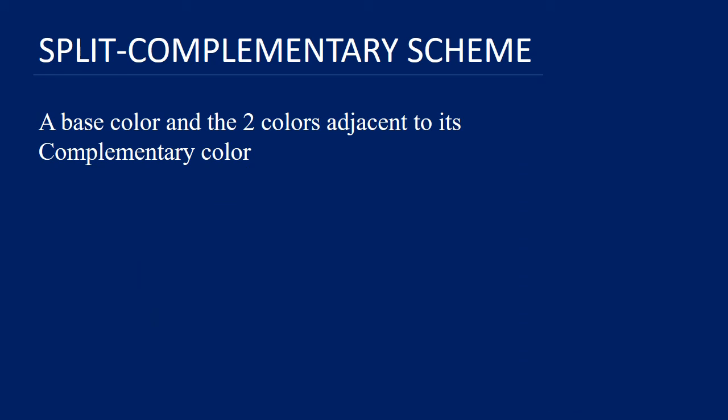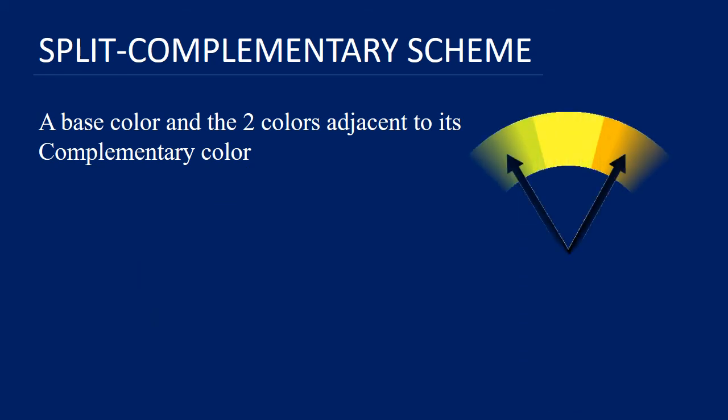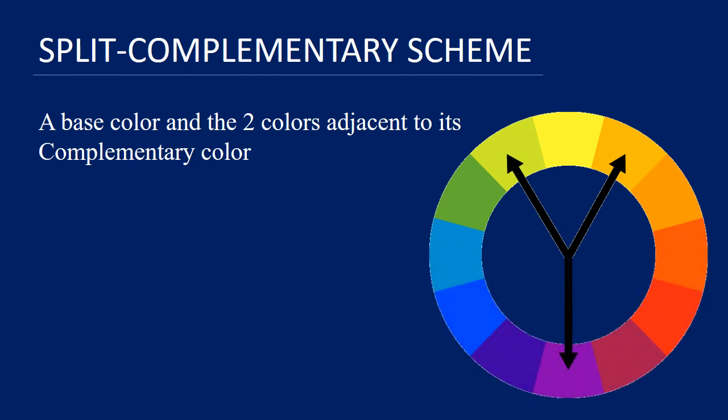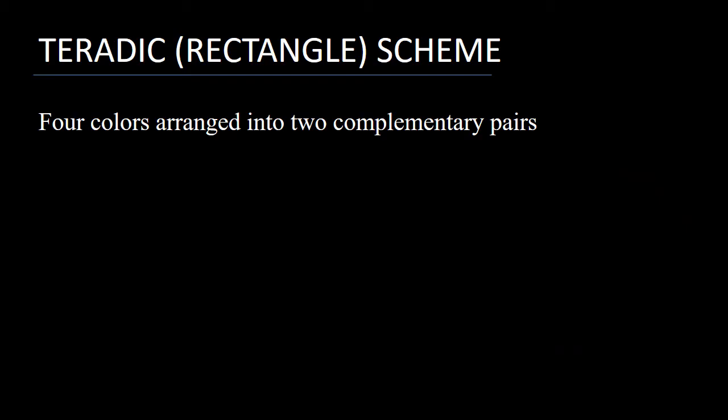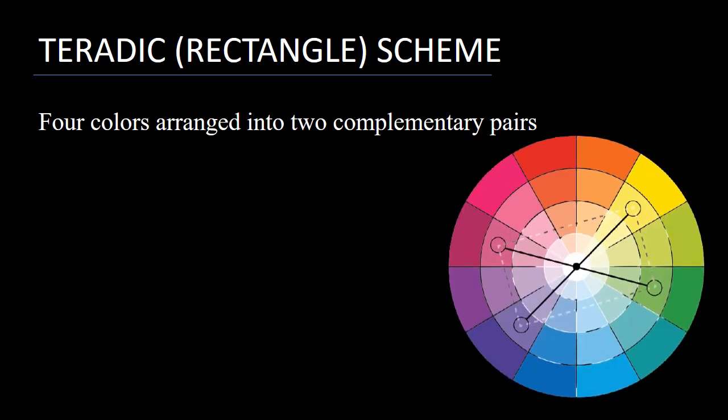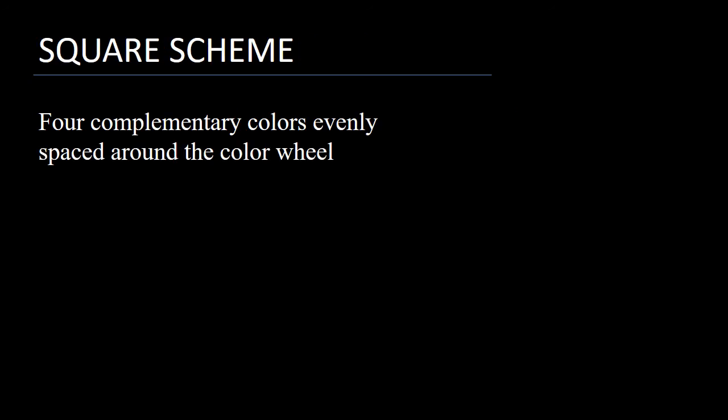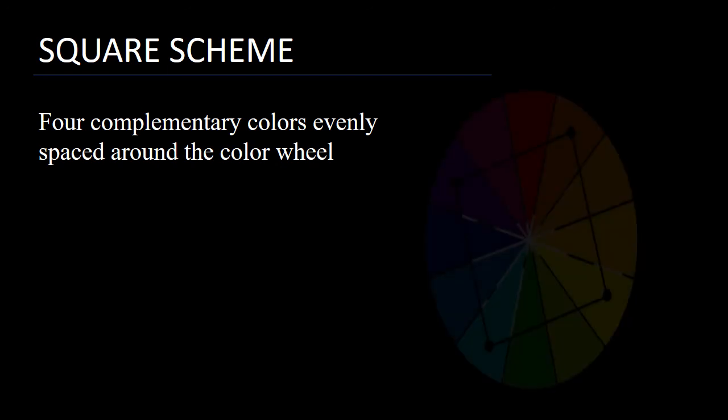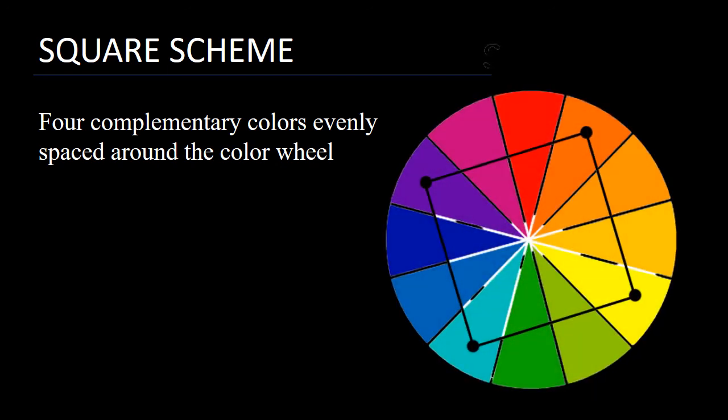Split complementary scheme is a base color and the other 2 colors adjacent to its complementary color. Tetradic scheme is 4 colors arranged into 2 complementary pairs in order to make a rectangle. And finally, square scheme is 4 complementary colors evenly spaced around the color wheel in order to make a square.